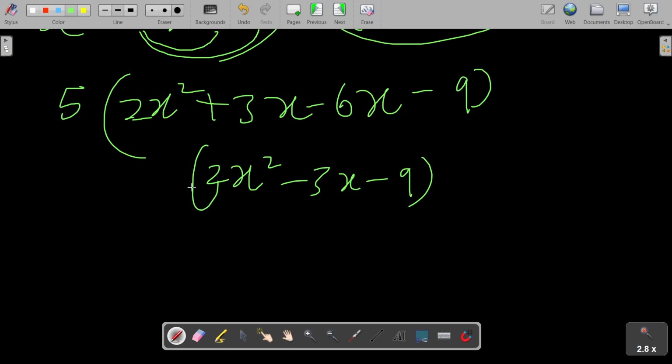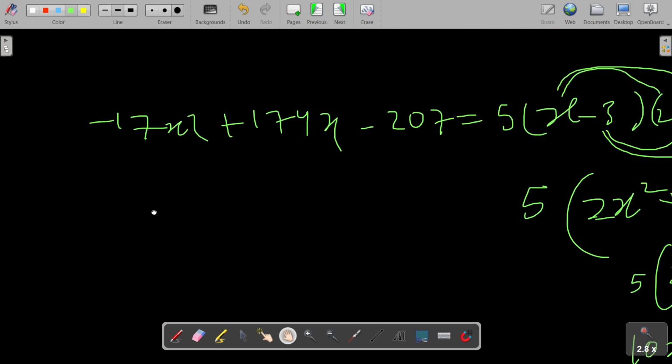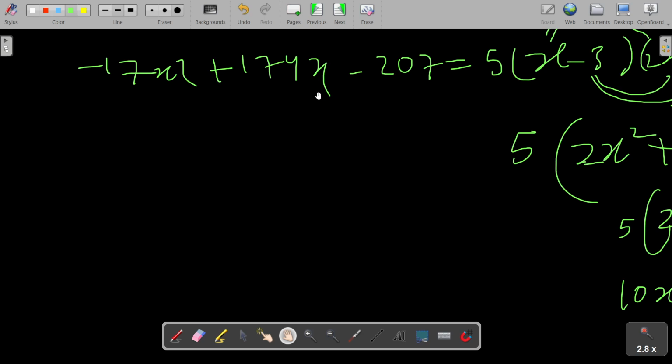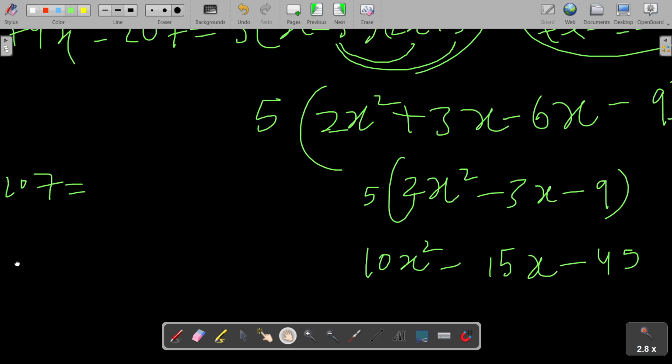I have to multiply this with 5. So let's multiply. 5 into 2 is 10x squared minus 15x minus 45. I'm left with this expression on the right side. On the left side, we have this expression. So let's write it down: minus 17x squared plus 174x minus 207 is equal to 10x squared minus 15x minus 45.